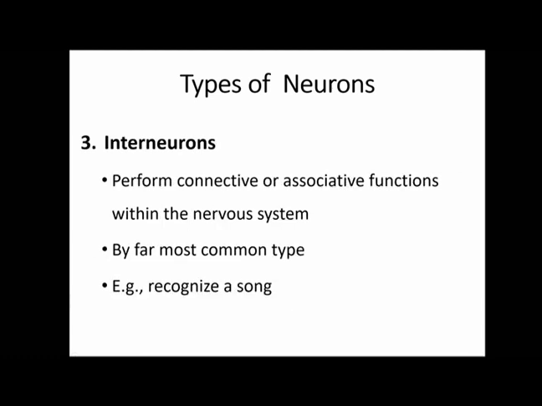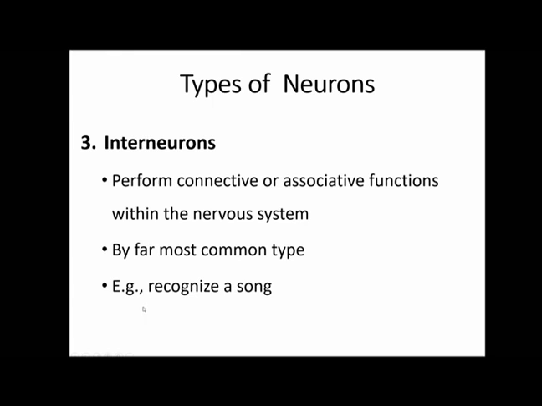And in the middle, we have our third type, and these are our interneurons. These are the ones that are neither sensory nor motor neurons, but tend to exist between the two. So they're going to perform connective or associative functions within our nervous system. So they can connect a sensory neuron to a motor neuron to allow the input to output cycle to finish. And interneurons are going to be the most common type of neuron within our bodies.